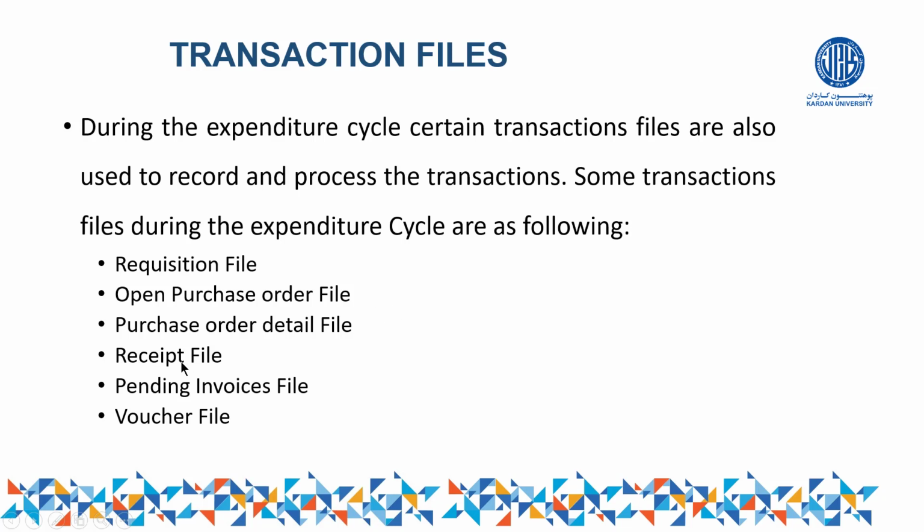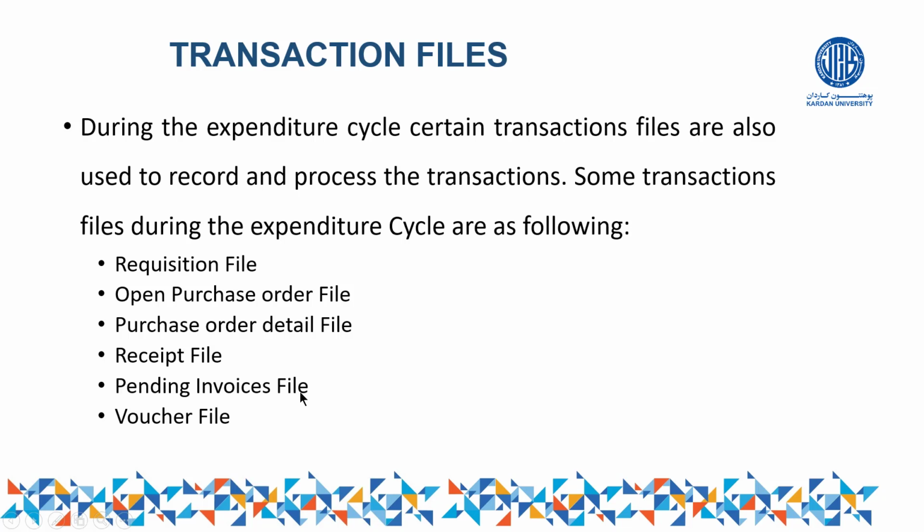The next file is, for example, the receipt file. When you receive the goods from the supplier, as I said before, you should make a report for that. All those receiving files should be in one file. The next one is the pending invoice file. Sometimes some invoices might be pending, so this is the list of those invoices which are pending.